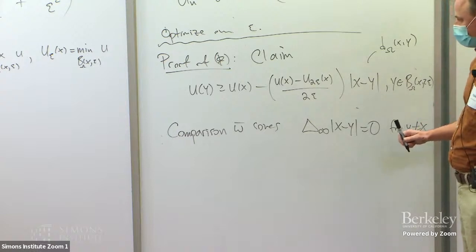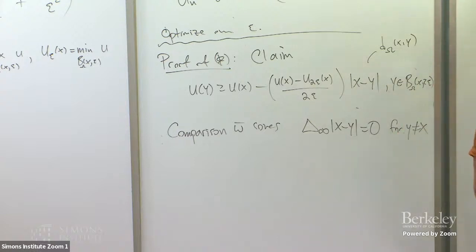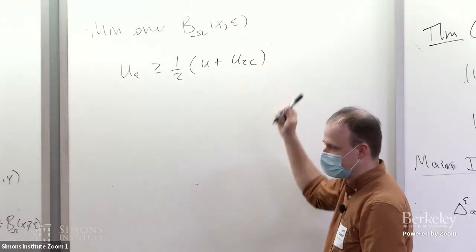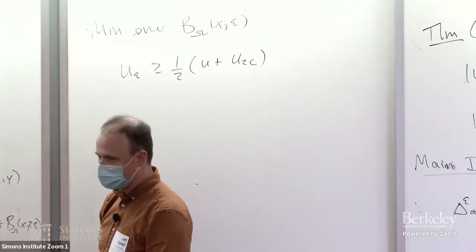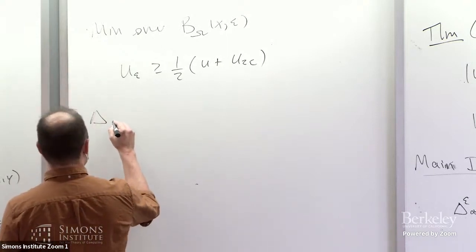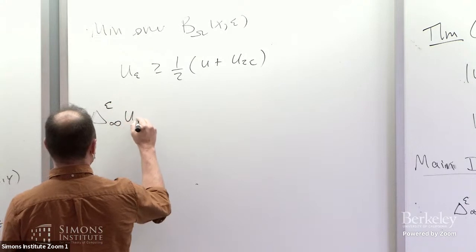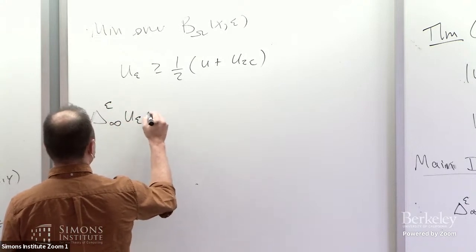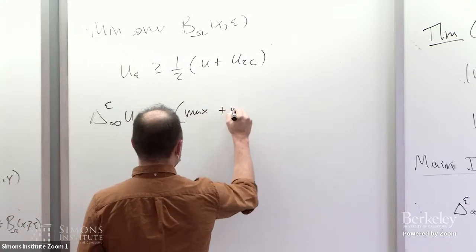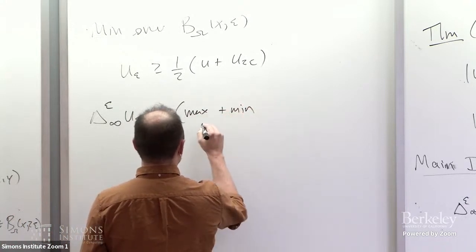And in the end, you get u epsilon, which is the min over that ball, is bigger than a half of u plus u of 2 epsilon. So you get this just by minimizing this over the epsilon ball. And now I write down the infinity Laplacian of u epsilon, okay, at x. Remember, this is the max plus the min over the ball.